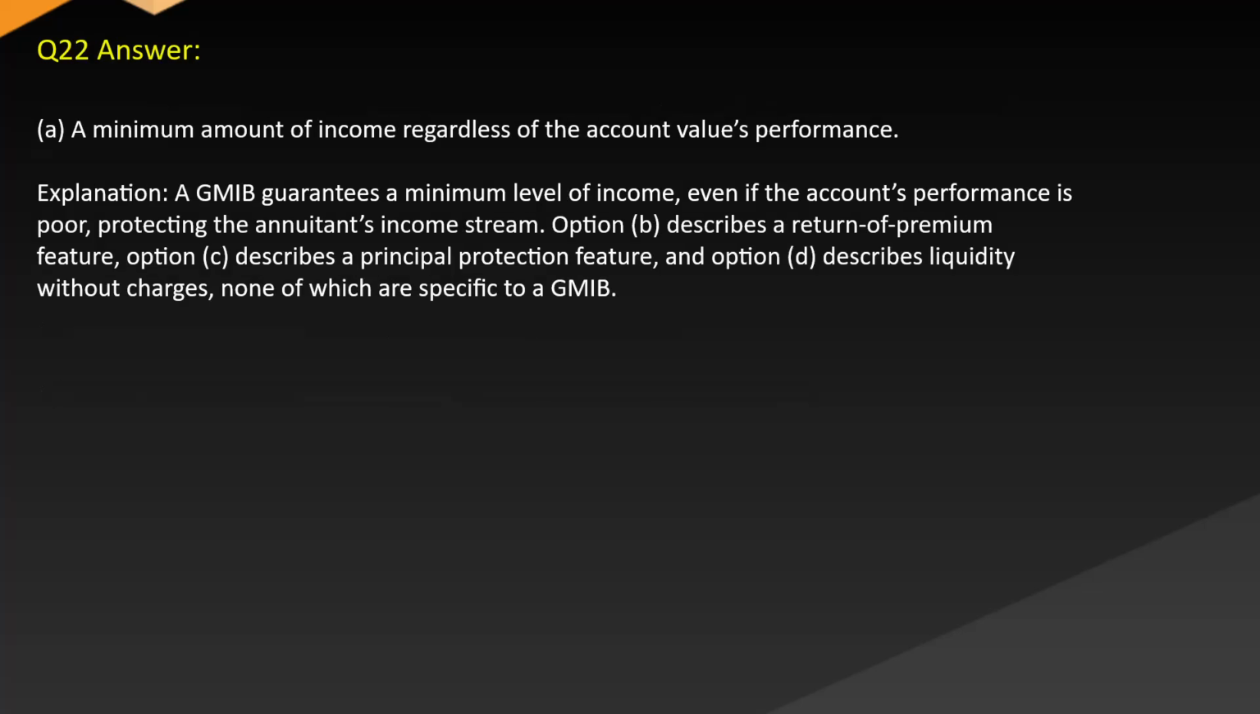Answer: A. A minimum amount of income regardless of the account value's performance. Explanation: a GMIB guarantees a minimum level of income even if the account's performance is poor, protecting the annuitant's income stream. Option B describes a return of premium feature. Option C describes a principal protection feature. And option D describes liquidity without charges, none of which are specific to a GMIB.